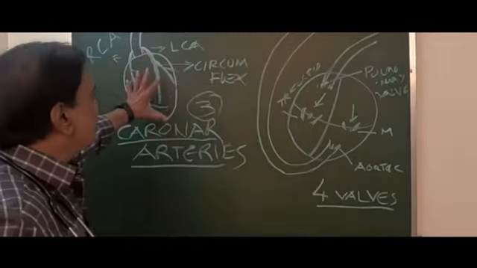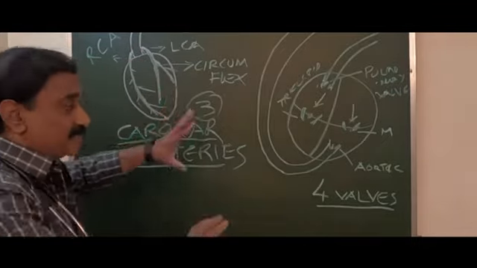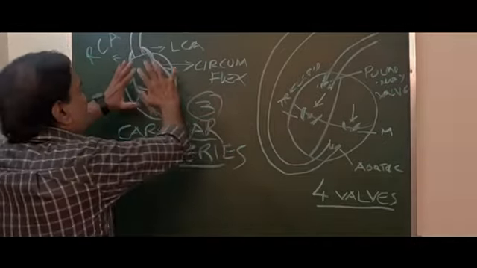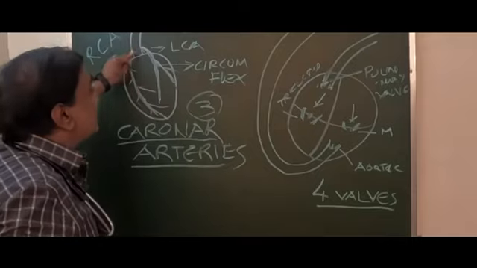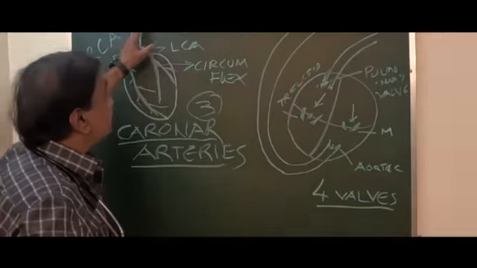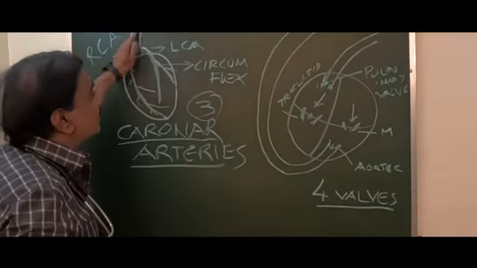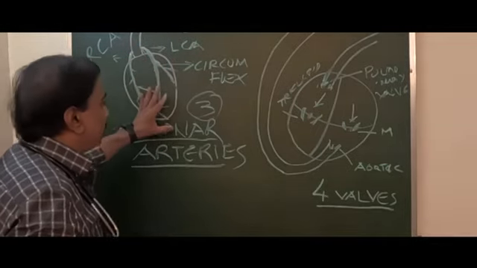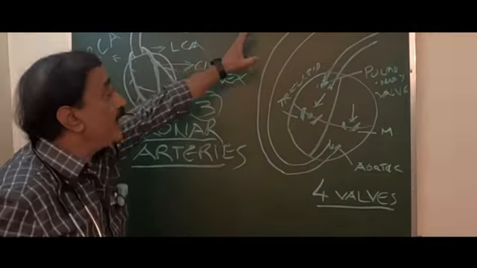Just look at this. This is the heart. This is a complete heart, and this is the aorta. The major blood vessel which comes out of the heart is the aorta. The heart pumps its blood supply into the aorta.